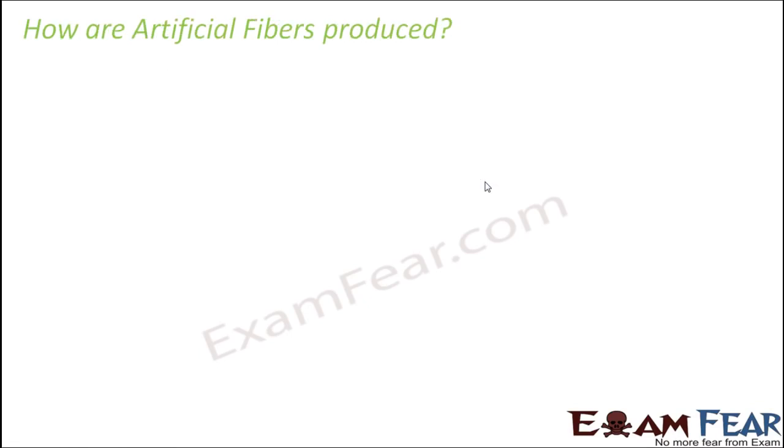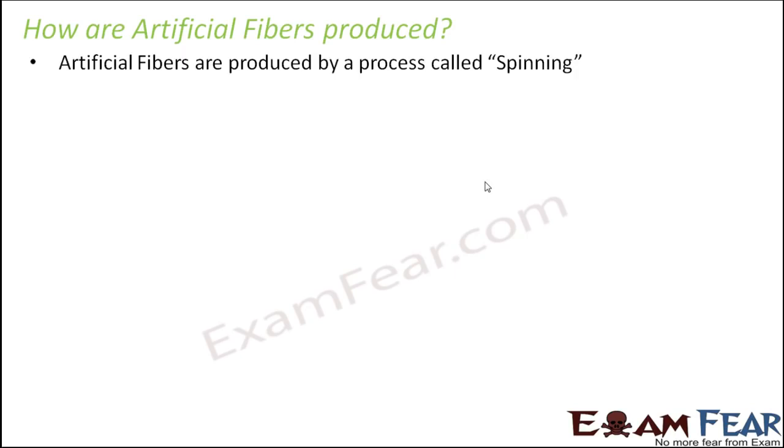So the question is, how are the artificial fibers produced? That is an interesting and important question. Most of these fibers are produced by a process called spinning. Now what happens in spinning? Let's see. As I told just now, each of these artificial fibers is nothing but a polymer. What do we mean by polymers? Poly means many, mers are nothing but units. So any such big molecule which is made up of many small molecules is called a polymer.